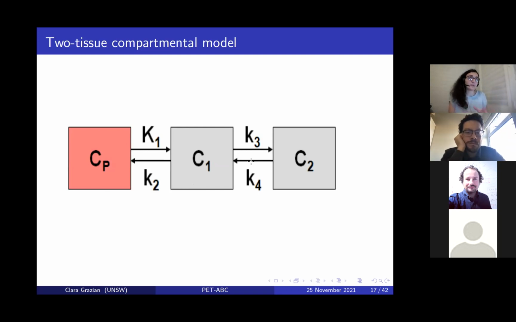But what happens is that the number of parameters will increase. And usually what the researchers do is to consider the two tissue compartmental model as a proxy for more complicated models, in the sense that the main concentration of interest is C1. And then fluxes from C1 to other tissues, which may be not just one, but several, maybe just organized together as one super tissue.